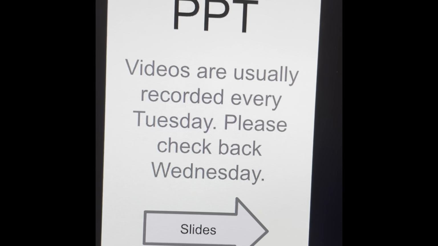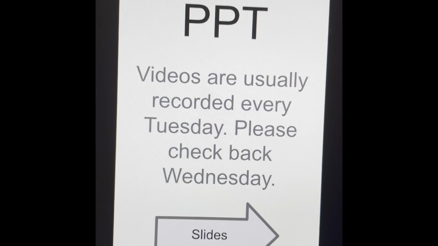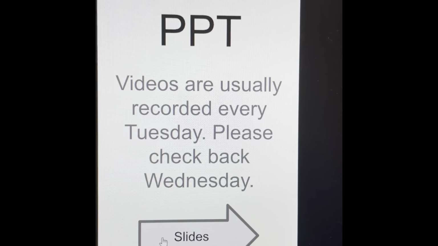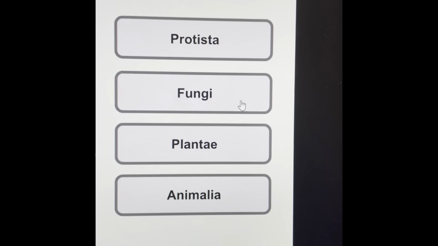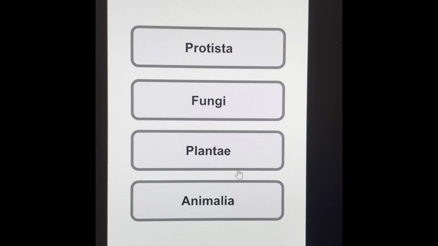Since you do not have access to the microscopes, what we're going to do is look at the PowerPoint where you would find the video. You can find this by scanning the QR code in the top left-hand corner. Now, at the bottom of today's PowerPoint slide, you see this word slides. So we can also look at Kingdom Protista, Fungi, Plantae, or Animalia. So first, I'm going to do kingdom Protista.